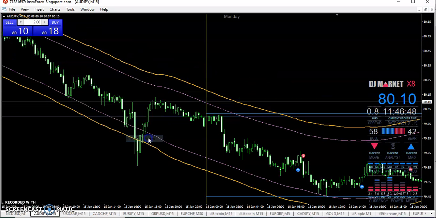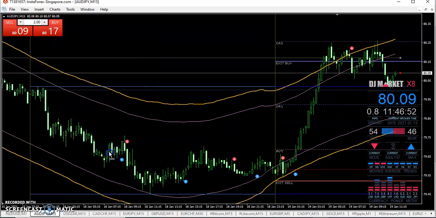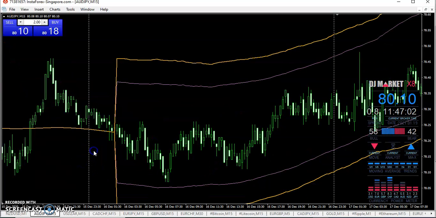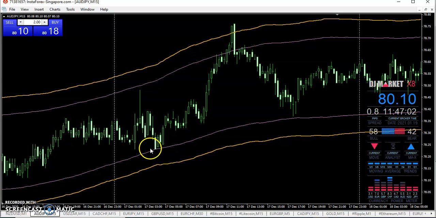15 minutes time frame. Okay, look at this. Assuming you now take a trade, you must wait for it to come and touch either of the lines. Now it touched this, it went above. It came back to touch near it, not really touch, it reversed. It reversed.